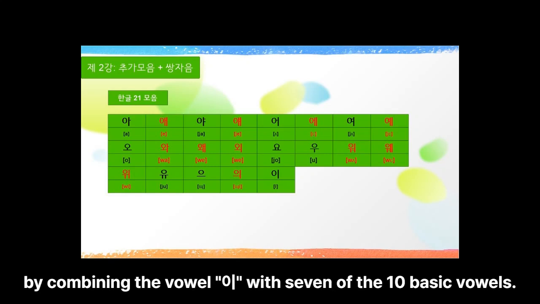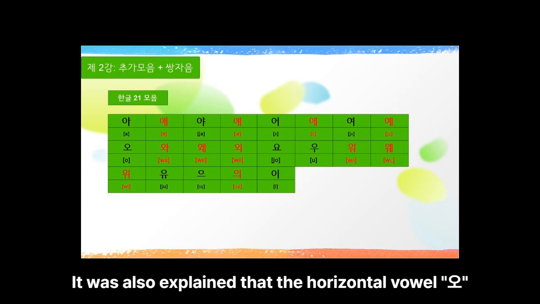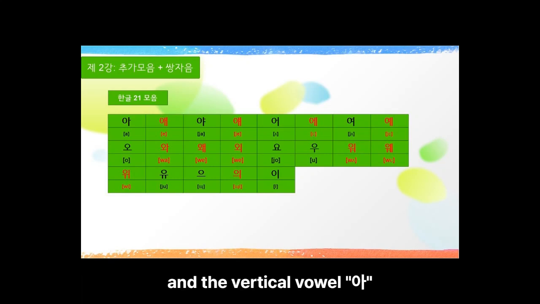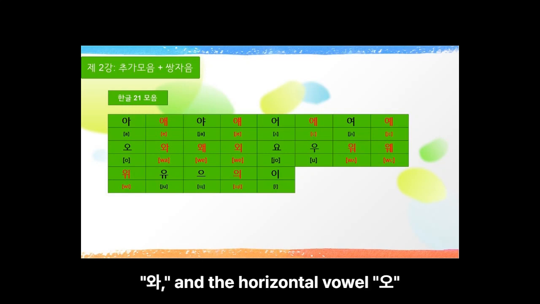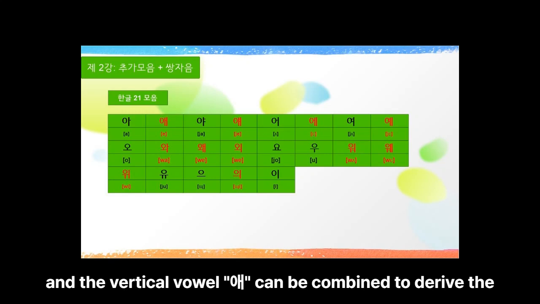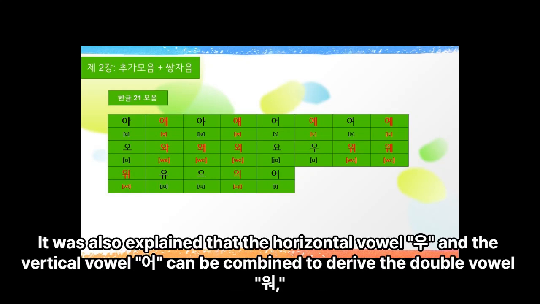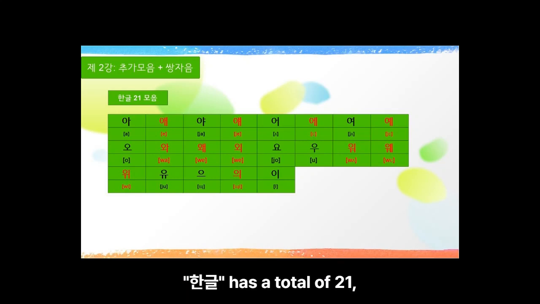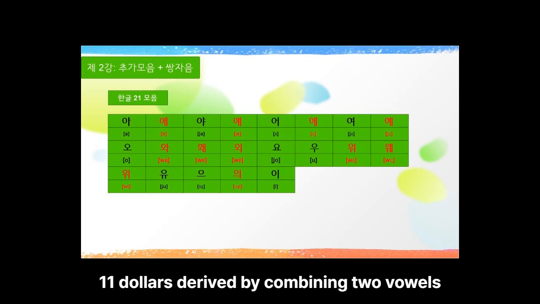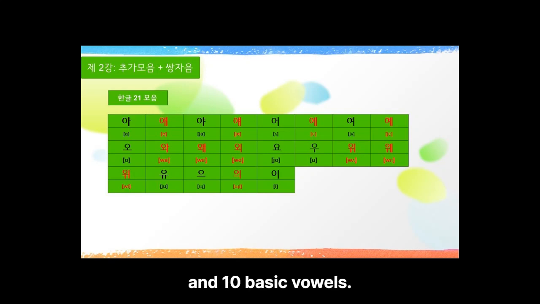So far, we have explained that 7 vowels can be derived by combining 2 vowels from the 10 basic vowels. It was also explained that the horizontal vowel o and the vertical vowel a can be combined to produce a double vowel wa, and the horizontal vowel o and the vertical vowel e can be combined to derive the double vowel wae. It was also explained that the horizontal vowel wu and the vertical vowel eo can be combined to derive the double vowel wo, and the horizontal vowel wu and the vertical vowel e can be combined to derive the double vowel we. Hangul has a total of 21 vowels, 11 vowels derived by combining 2 vowels and 10 basic vowels.